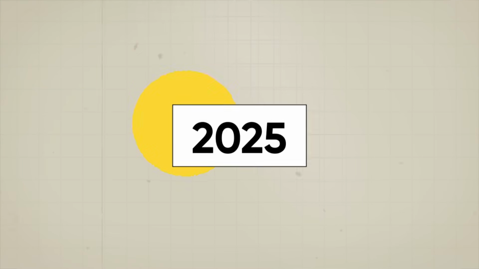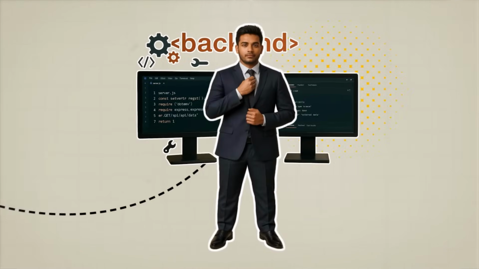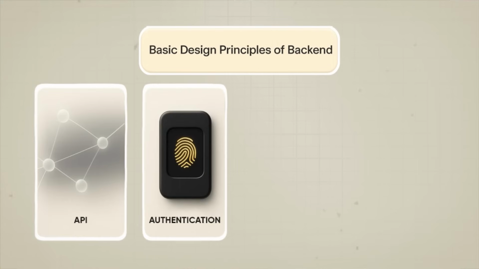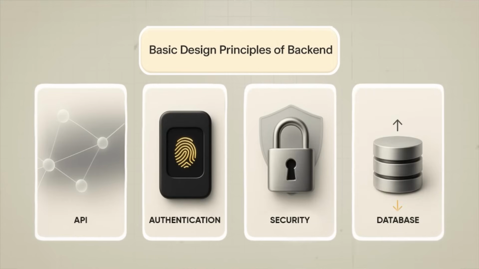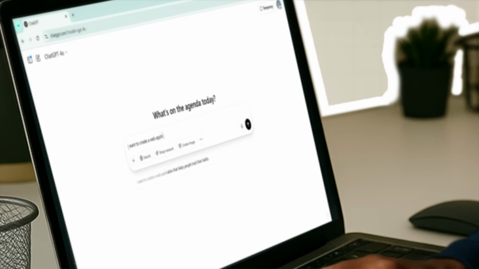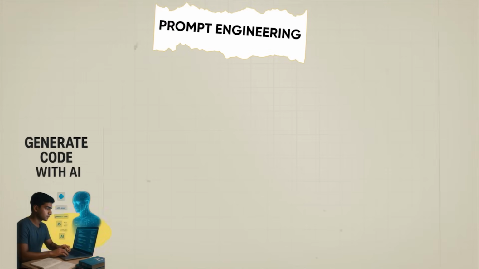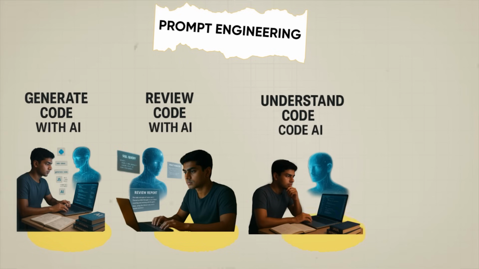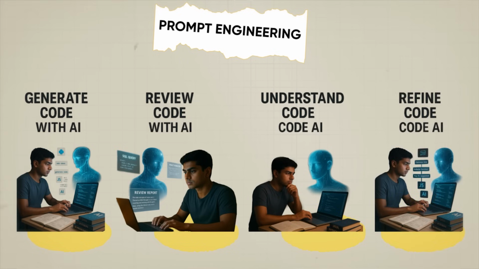So in conclusion, the 2025 roadmap for backend development includes knowledge about one server-side programming language, basic design principles of backend such as API design, authentication, security, database interaction, and most importantly, a new age skill set called prompt engineering, through which you will generate code with AI, you will review the code with AI, you will understand the code with AI, and you will optimize the code with AI.